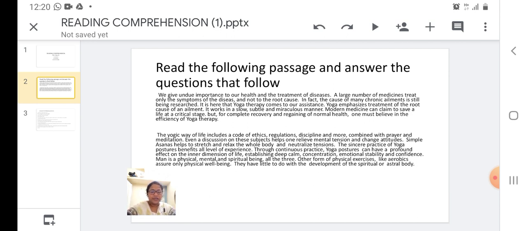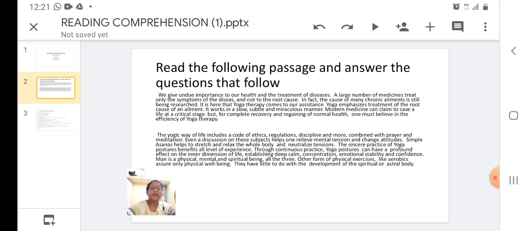Then what was the second question? How is yoga different from other treatment? So how will you say? Yoga treats the root cause of an ailment. It's given in the very next line, see, it treats the root cause of any ailment. In fact, it's given in the third or fourth line itself. So yoga emphasizes treatment of the root cause of an ailment.